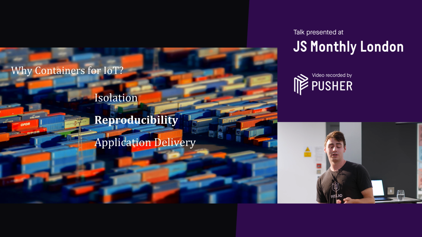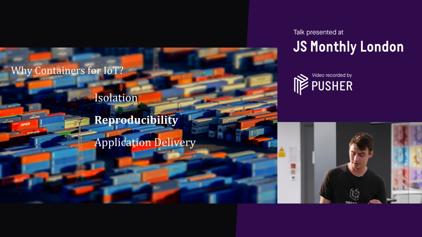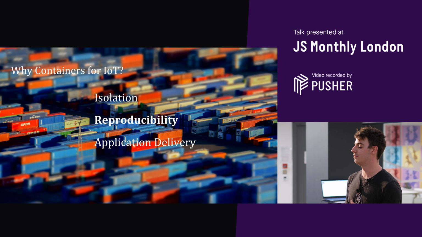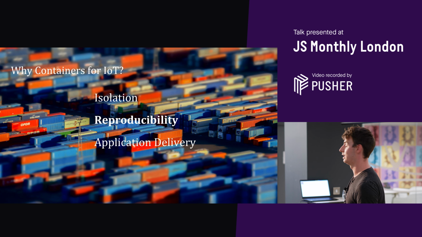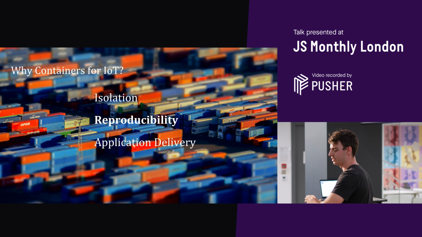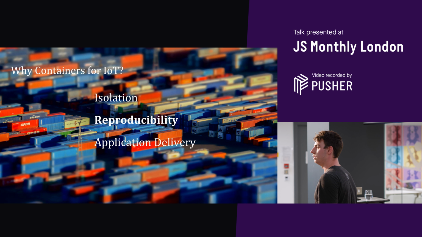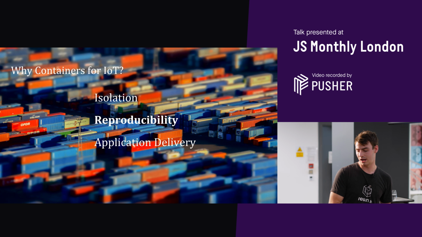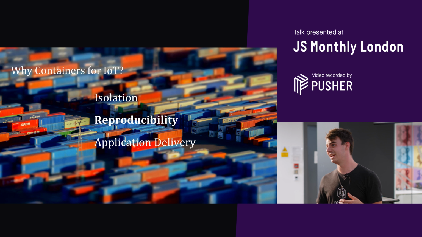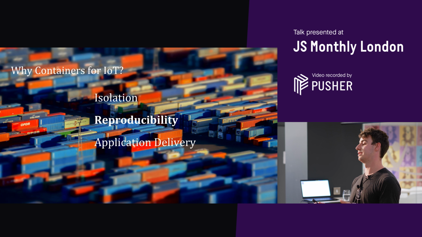Reproducibility. So when you're using containers, you have an environment in which your code runs, and that environment is the same on your device. It's the same on your local dev environment. It's the same on your testing infrastructure. It's the same everywhere. So if you discover a bug in your code, you can reproduce that bug locally and fix it locally.